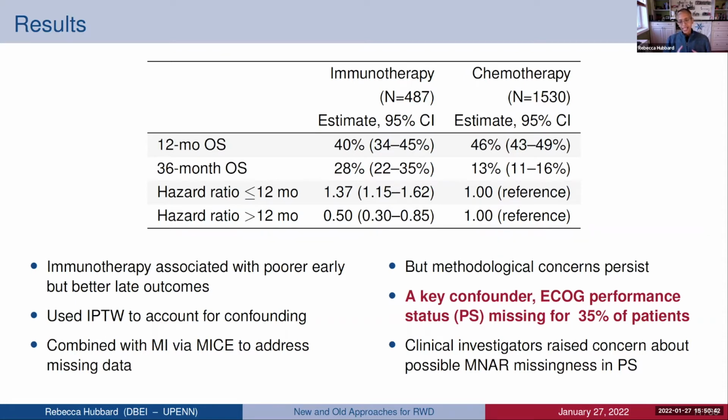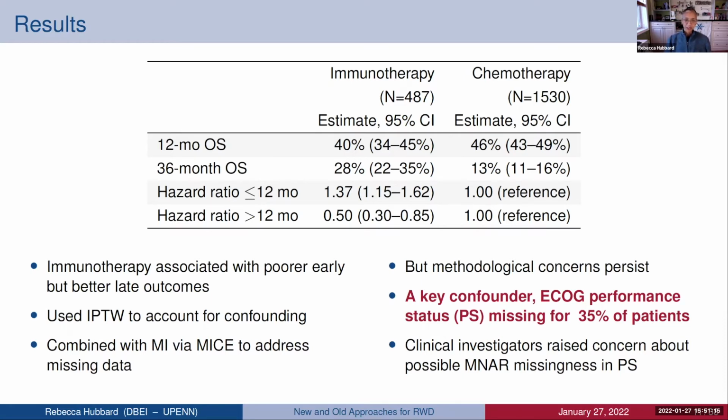So in this particular study, we were trying to deal with the fact that we know that there's confounding in which patients are treated with immunotherapy versus chemotherapy. To address that, we used inverse probability of treatment weighting. We also have a lot of missing data. Many of the confounder variables that we were interested in that went into computing those weights had missingness as part of them. And so we additionally addressed the missing data issue in this analysis using multiple imputation via mice.